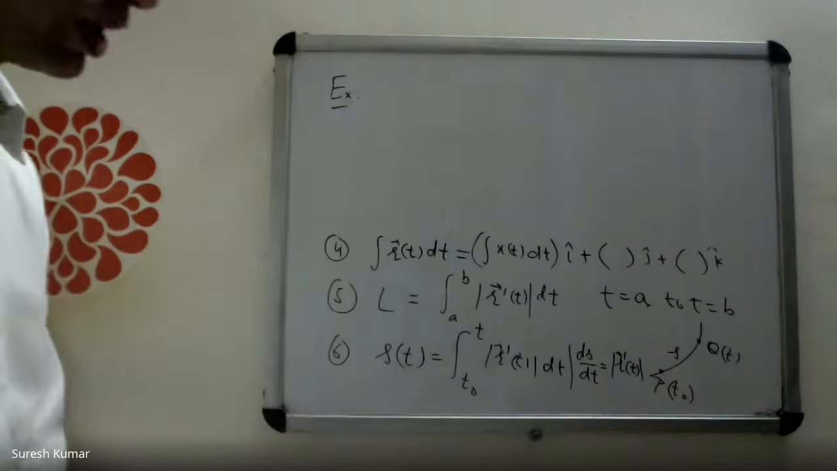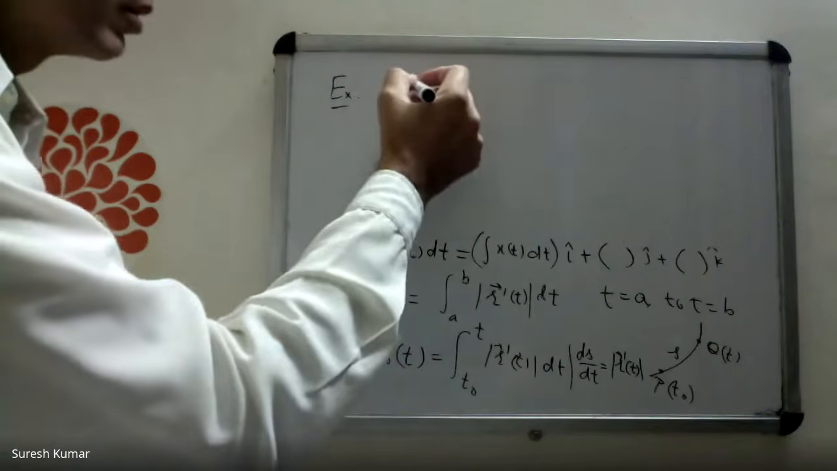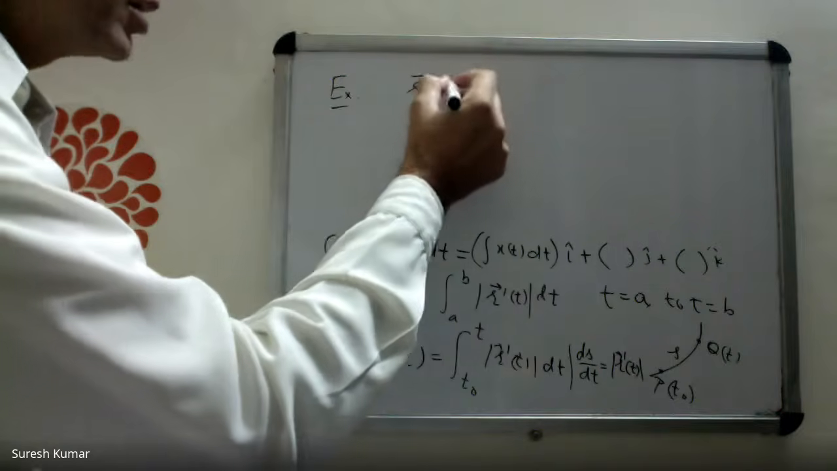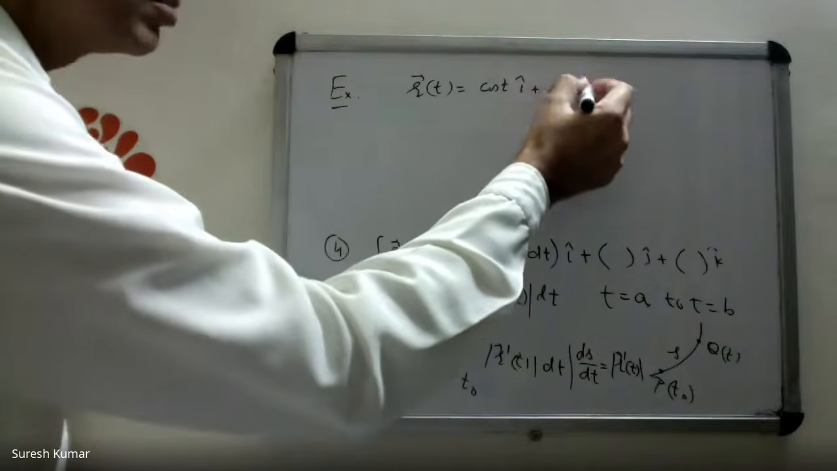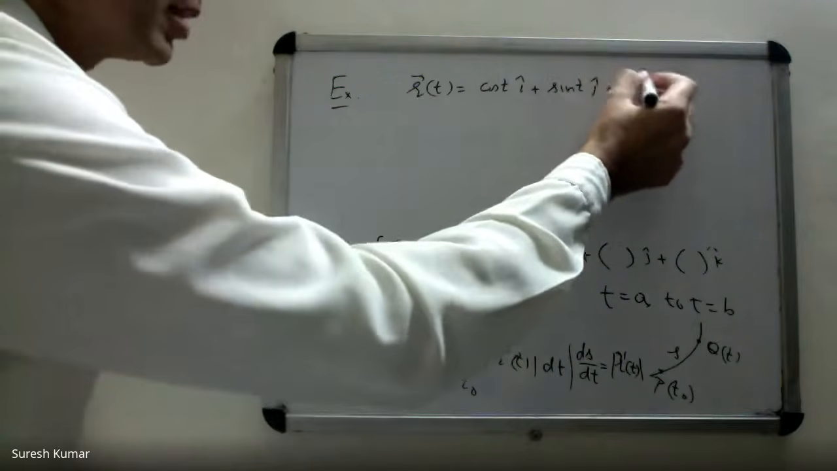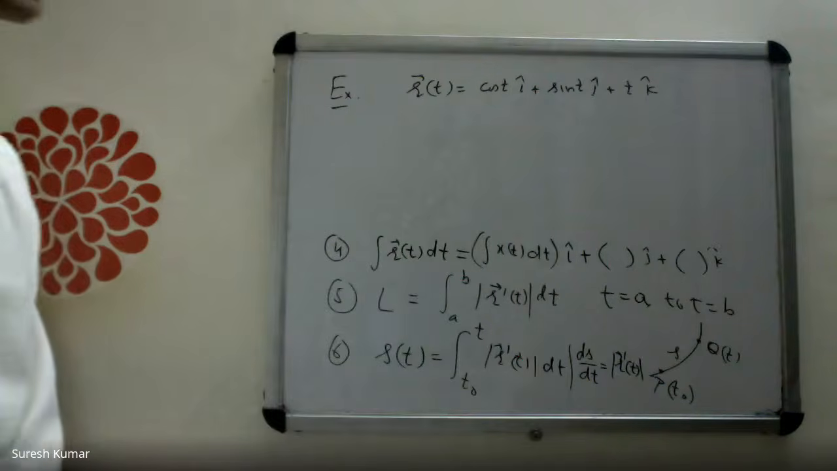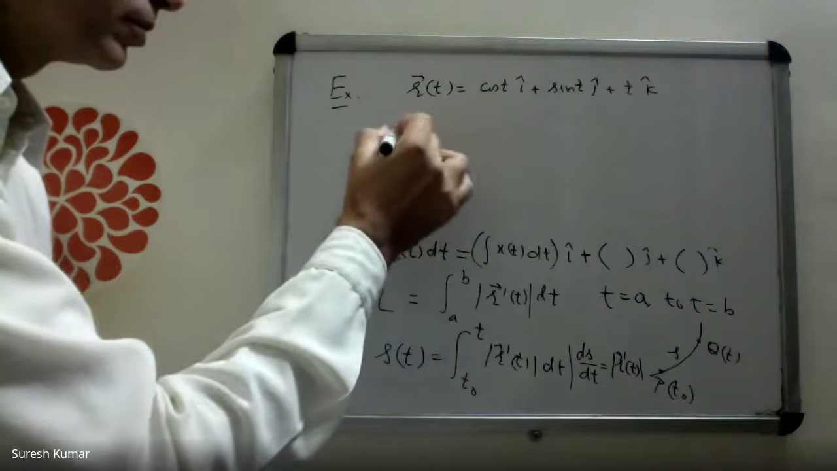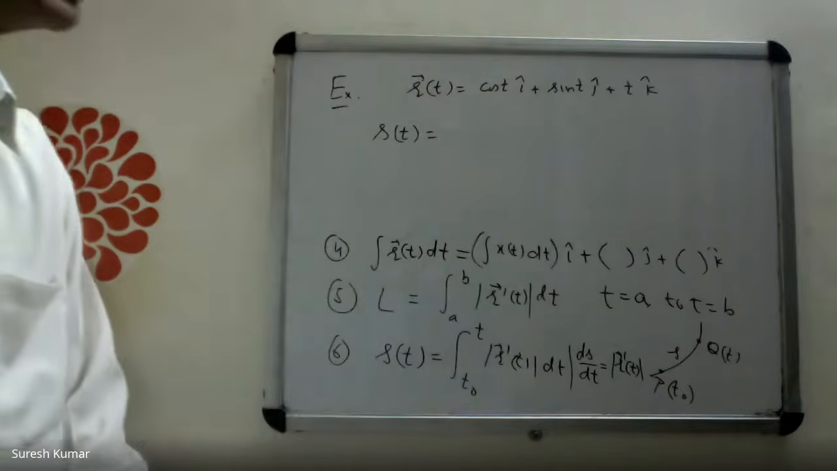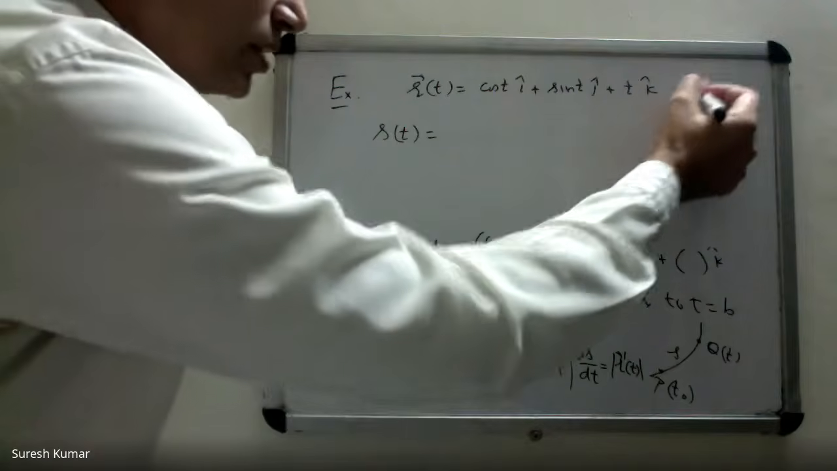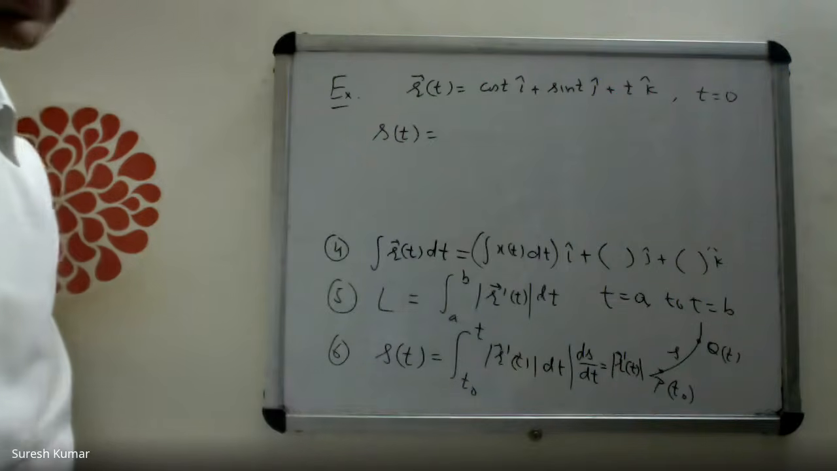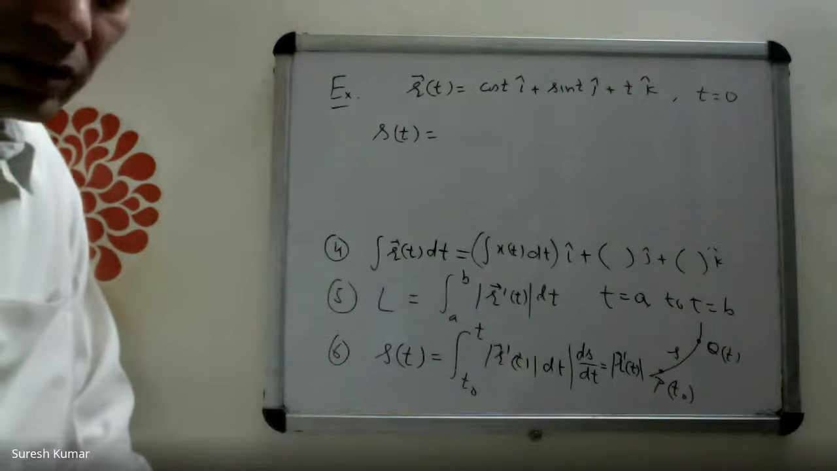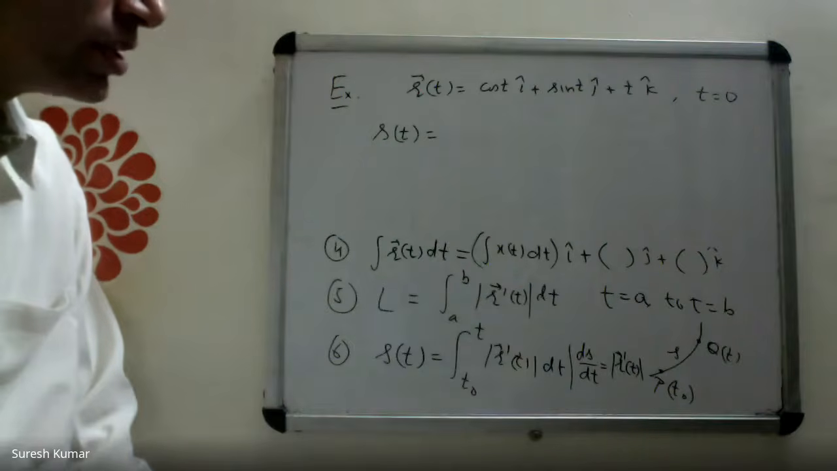Let's do a problem on arc length parameter. If r(t) equal to cos t i cap plus sin t j cap plus t times k cap, what is the arc length parameter for this? Starting from t equal to 0. Take t0 equal to 0. Can you do this calculation and tell me what do you get for s(t)?